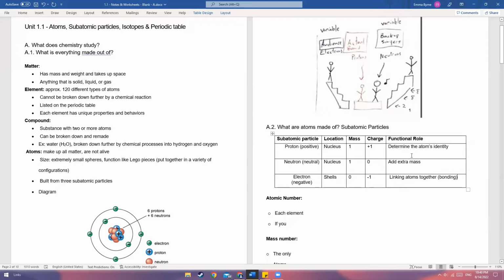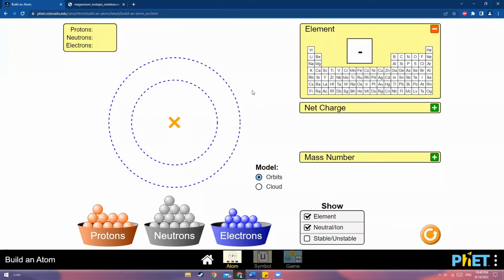I want to go into a little bit more detail about these functional roles. There's a university out in Colorado that has all these very helpful simulations for science online, and it's free and accessible. This one here is for building an atom. I think it's really helpful if you wanted to look this up and play around with it, just to give you an idea of how these different subatomic particles affect the identity of an atom.